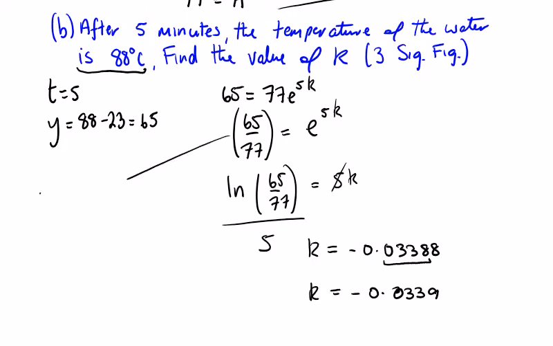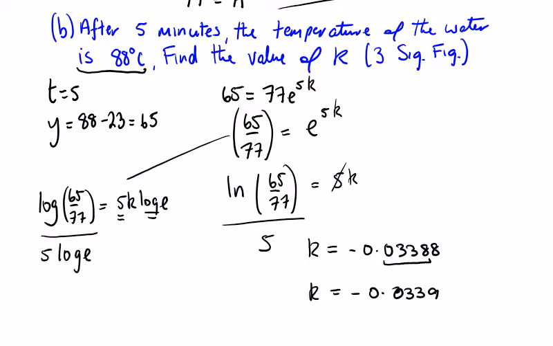At this point, you could take the log of both sides. You could say the log of 65 over 77 is equal to 5K times the log of e. So to get K on its own, I need to divide by 5 log e. So the log of 65 over 77 divided by 5 times the log of e, you need to put e to the power of 1 in your calculator, will give me K, and you get the same answer. So either way, natural logs or logs.